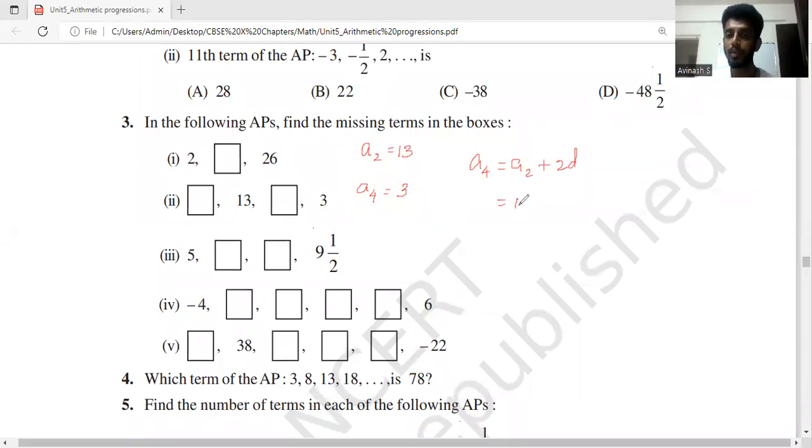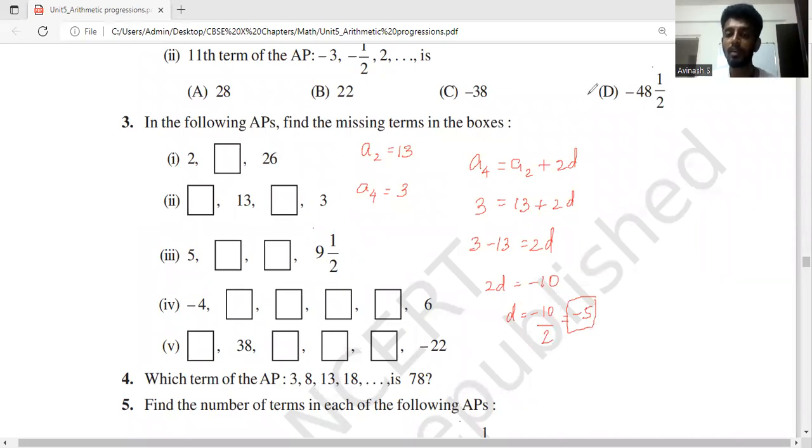Now we know that a2 is 13, and then 2d. D we do not know, and we know the a4 value is 3. The value of a4 is 3 according to the question. The value of a2 is 13 according to the question. Now 13 goes to the left side. 3 minus 13 is equal to 2d. So we get 2d equals minus 10, because 3 minus 13 is minus 10. Now d equals minus 10 by 2. We are getting d equals minus 10 by 2, which is nothing but minus 5. So this is the value of the common difference.